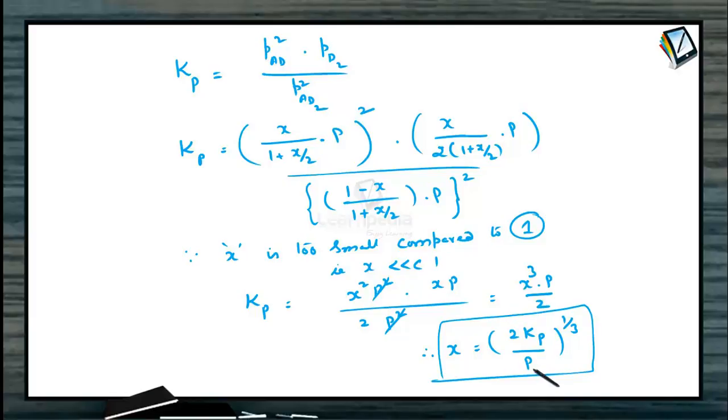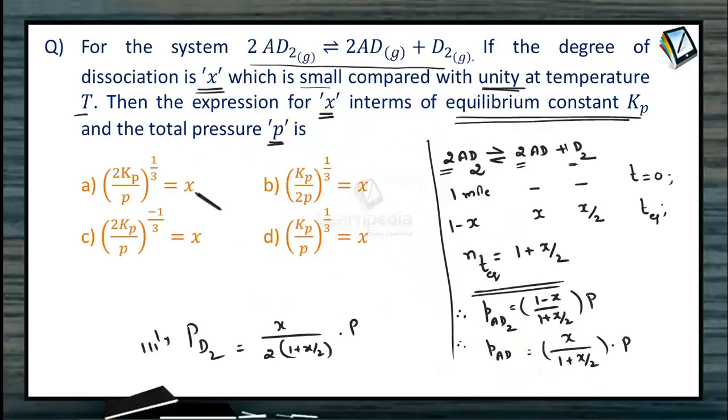So thus the degree of dissociation X in terms of Kp and P can be written as 2 Kp by P whole to the power of 1 by 3. Now let's go for the answers. So first option itself we have X is equal to 2 Kp by P whole to the power of 1 by 3. Therefore A is the right option.